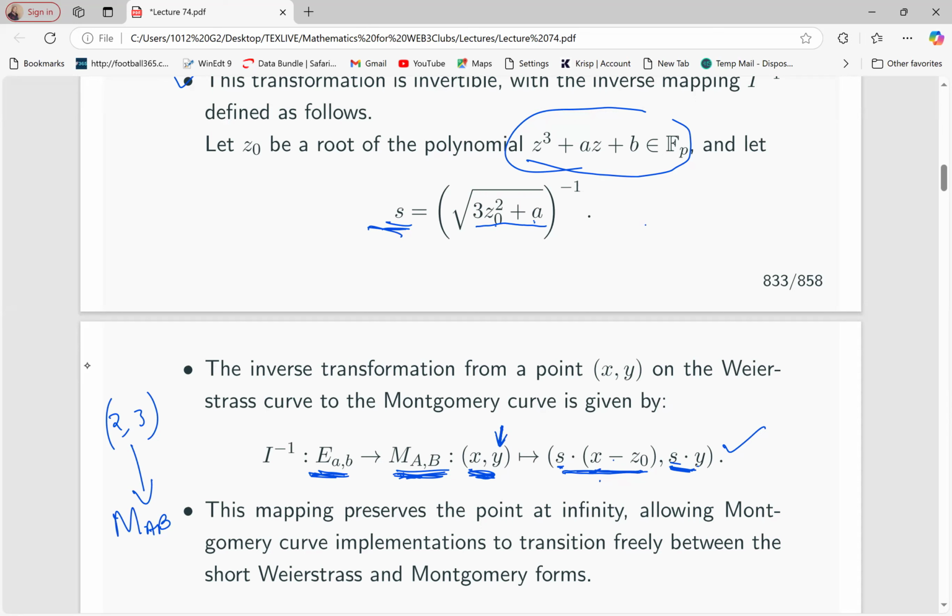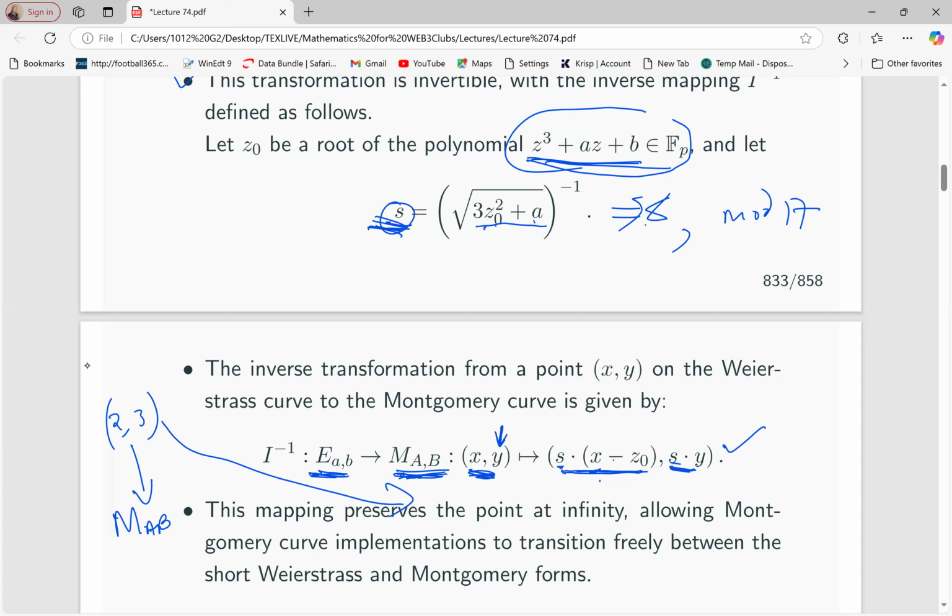So you first of all calculate S, because you have the equation for the short Weierstrass. Using that equation, find Z naught, then use it to find S. Then just come straight here. This point will be mapped to this S. Supposing our S is 8, let's assume we're working in mod 17.